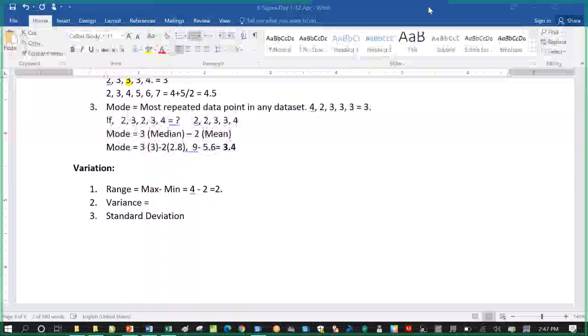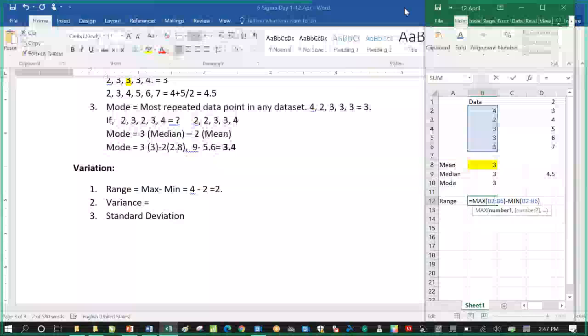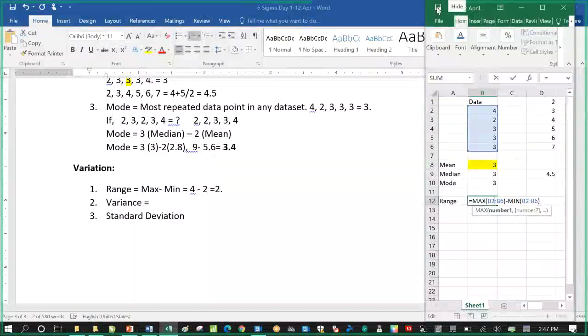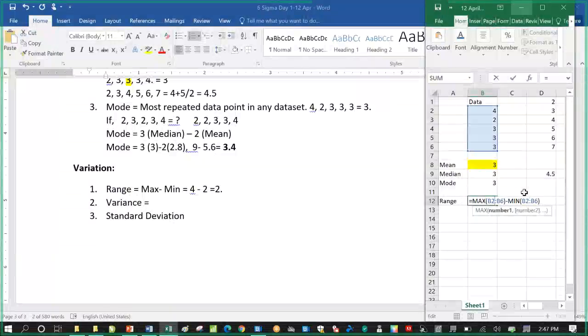Before we proceed, tell me, in Excel, for range it was max, the data, and after that, what was it? Max, you selected the data, close the bracket, then minus, again minimum. Okay, thank you, sir.